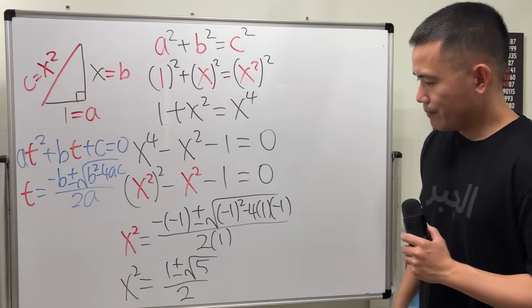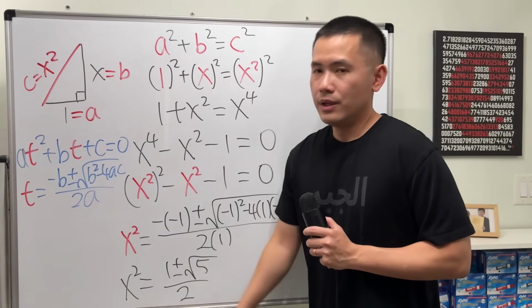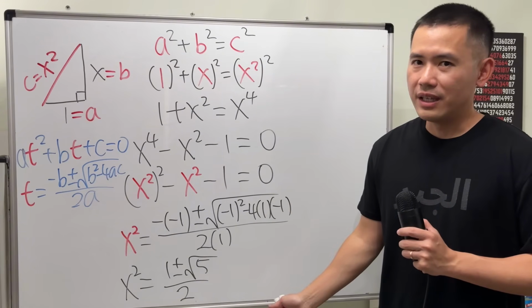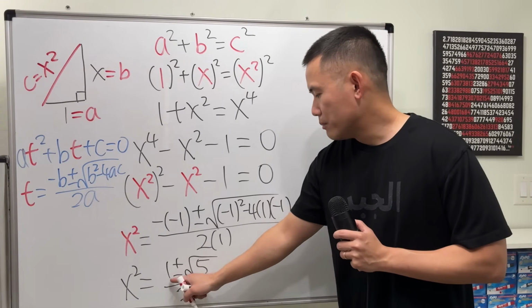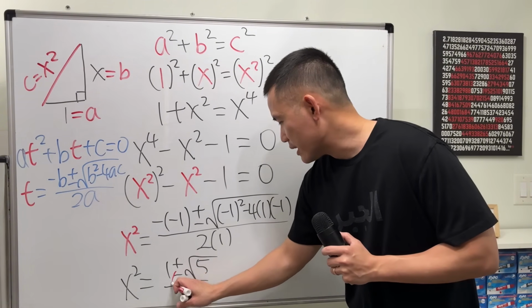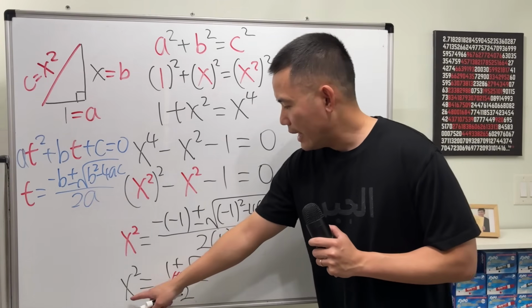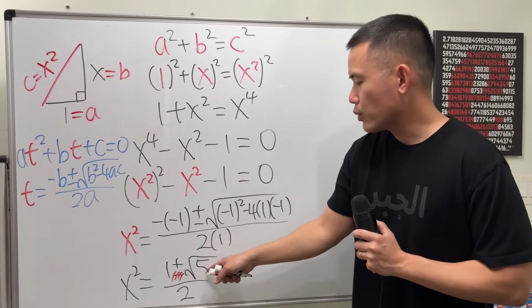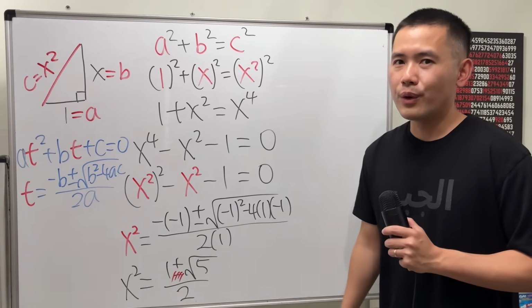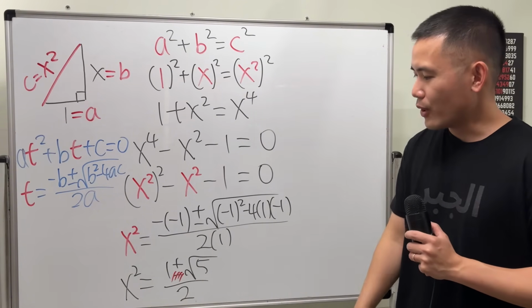Now here's the deal. x squared should not be ending with a negative number. If you do 1 minus square root of 5, the result is negative, so we have to get rid of that. x squared is 1 plus square root of 5 over 2. In fact, that's what we call the golden ratio.